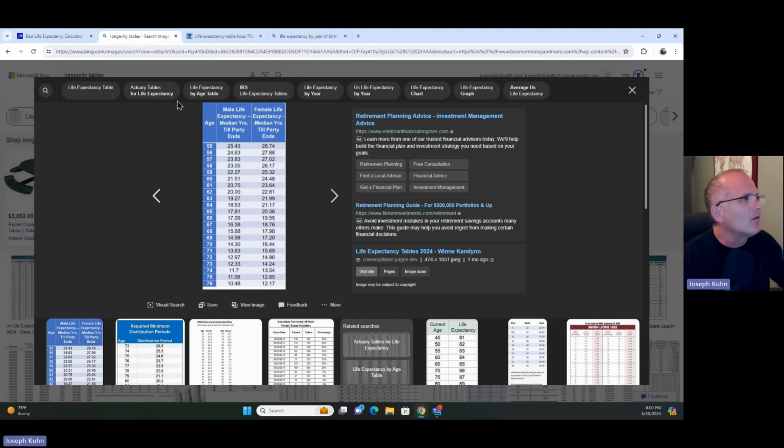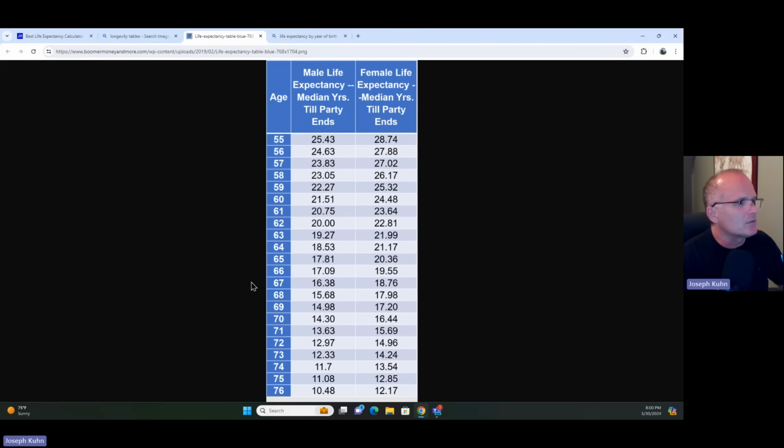Okay, let's go to a longevity table. This is a chart where you have your age over here in the far left, and let's just go down to 60. It assumes you're 60 now, okay? And this is broken down by first column is male, second column is female. So if you're 60 now, you're going to live another 21 and a half years on average. So that would be 81 and a half. Okay. And females would be 84 and a half. Okay. So you just put your age in here.